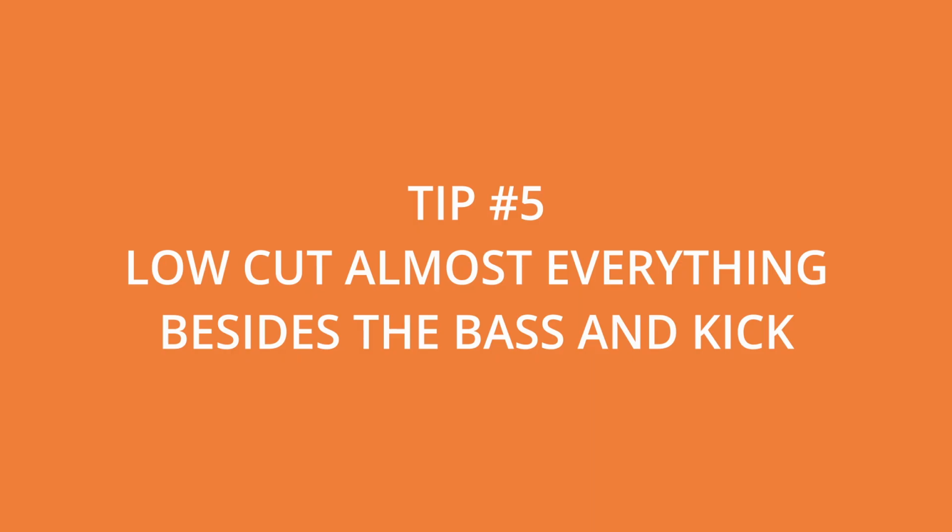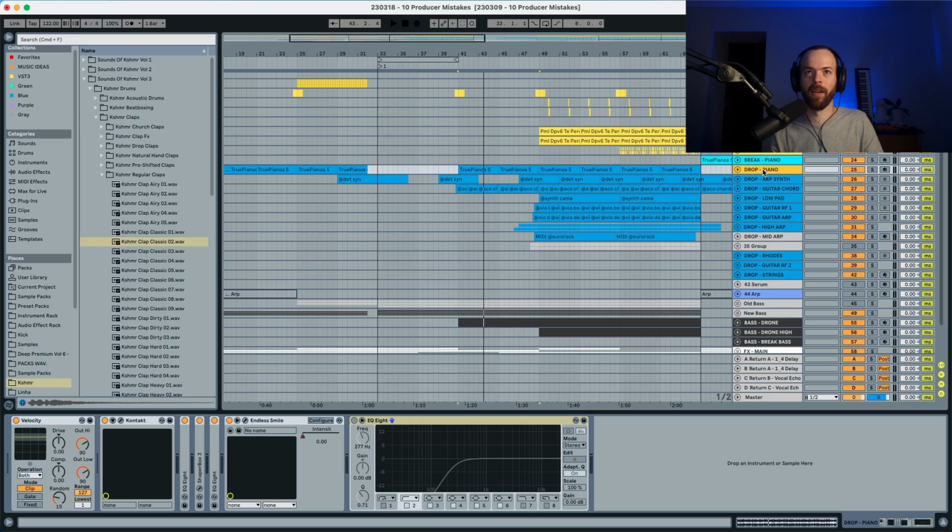Which takes us to point number 5, which is you're going to have to low cut almost everything in your song. A nice way to clean up a little bit of space in your mix is by low cutting almost every element in your song besides your kick and your bass, and some low end percussions as well. But listen how crowded this song sounds when I don't low cut the piano and the guitar.